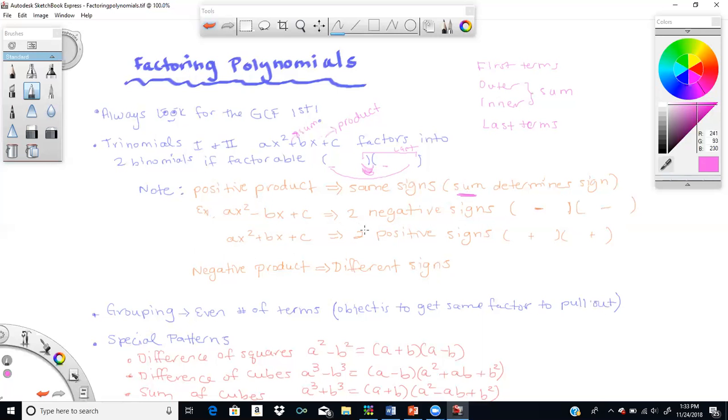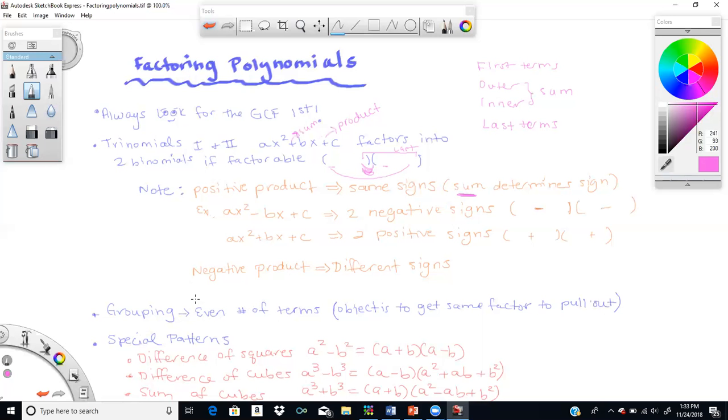Then you have another method of grouping, factoring by grouping. And this is normally when you have an even number of terms. We won't go past four terms. So if you have 2, of course, that's one group. If you have 4, possibly we can make 2 groups. So the whole object is to get the same factor to pull out, and it's called a binomial GCF in our case.